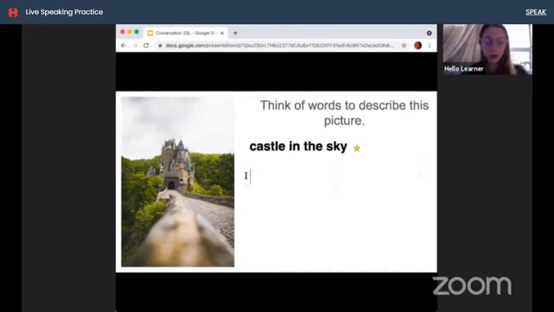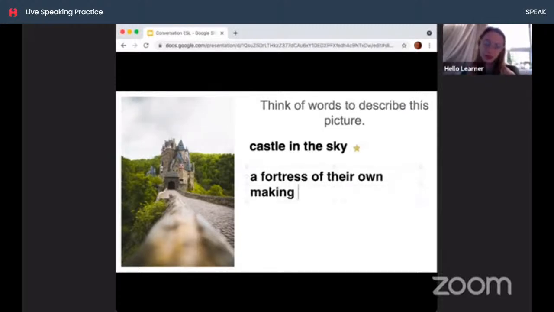You also have the phrase a fortress of their own making. If somebody isolates themselves away from people, they decide not to be around others, then you might say they're in a fortress of their own making. So they've built a fortress around themselves to avoid interacting with others. It's their choice to build this metaphorical fortress around themselves to prevent people from reaching them. That's another idiom.